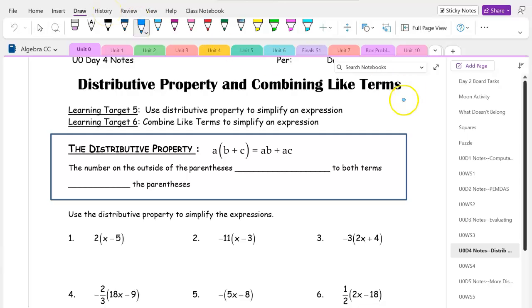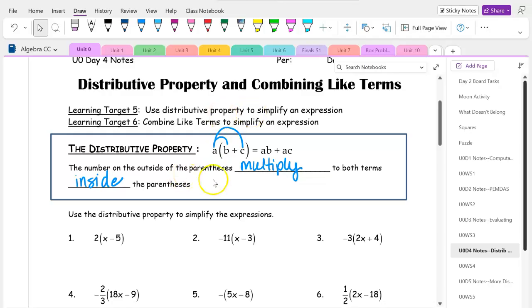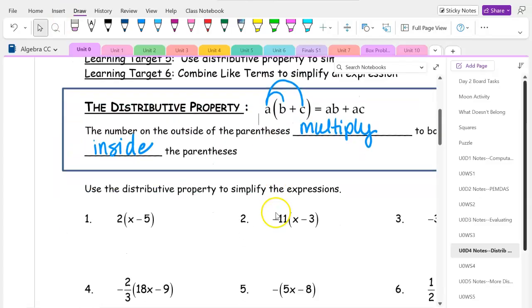So first, let's start with the distributive property. Distributive property looks something like this. Usually you're going to have a number on the outside of the parentheses. In this case, our number is this a value, and we are going to multiply that value to both terms inside the parentheses. So for example, a times b becomes ab, and a times c is ac. And most of the time you'll have at least one number, and so you can actually multiply these two things together.